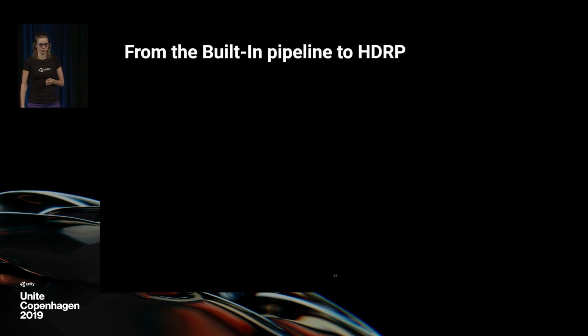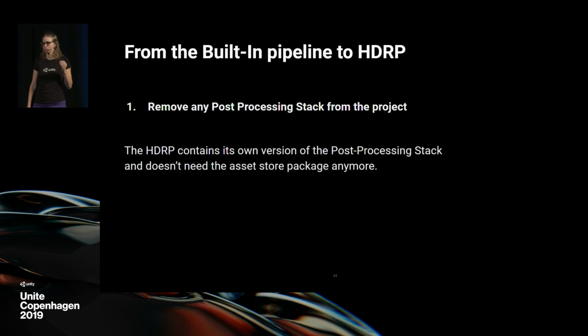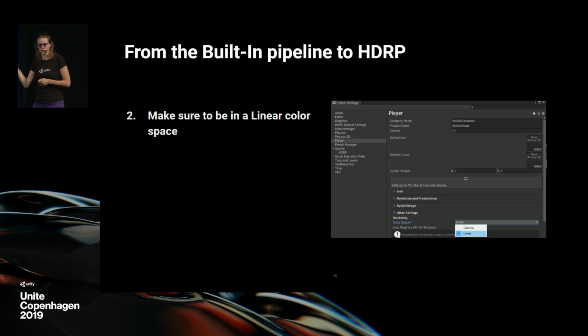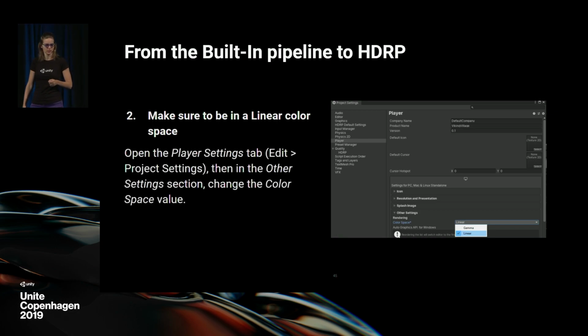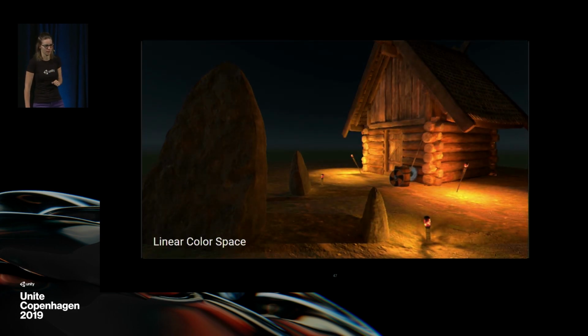So, first of all, remove the post-processing stack you might have already in your project. Maybe you downloaded it from GitHub, maybe you had it from the asset store. But like I said, the post-processing stack is no longer compatible with HDRP because it has its own post-processing stack. Then, make sure you're in the linear color space. Go to the project settings and just change your color space value from gamma to linear. So for example here, I'm in the gamma color space. I'm still in the gamma color space. Here I am in the linear color space.